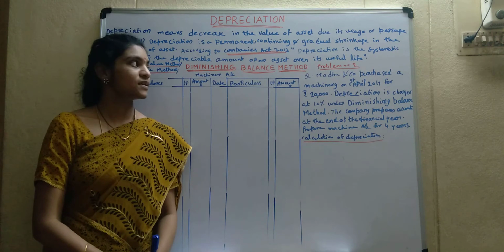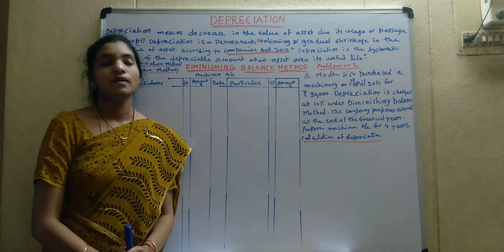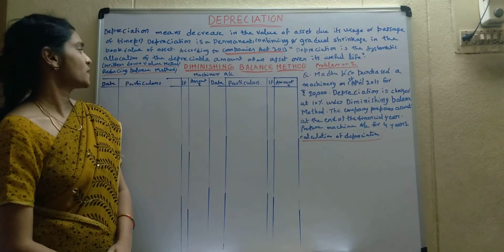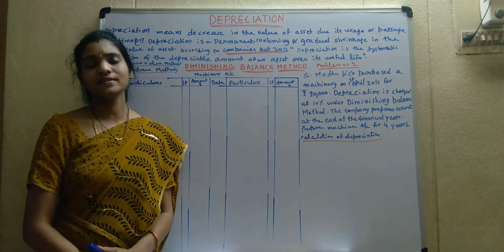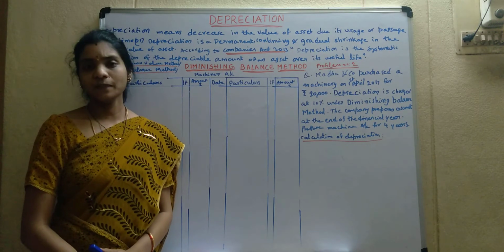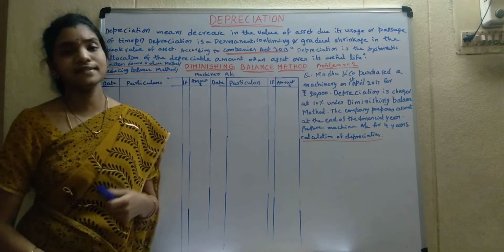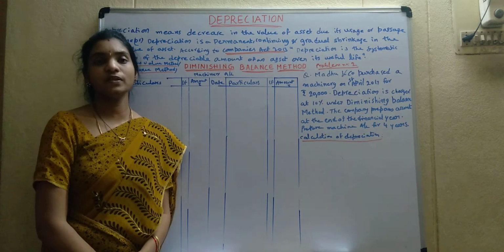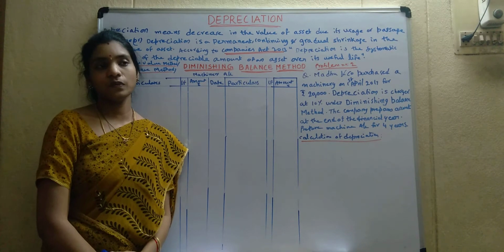And coming to today's topic, that is the diminishing balance method, and it is also called the written down value method or reducing balance method. The name itself tells us what it means. Diminishing means reducing or decreasing. It means in this method we are going to calculate depreciation on the decreased value of the asset, not on the original value of the asset.